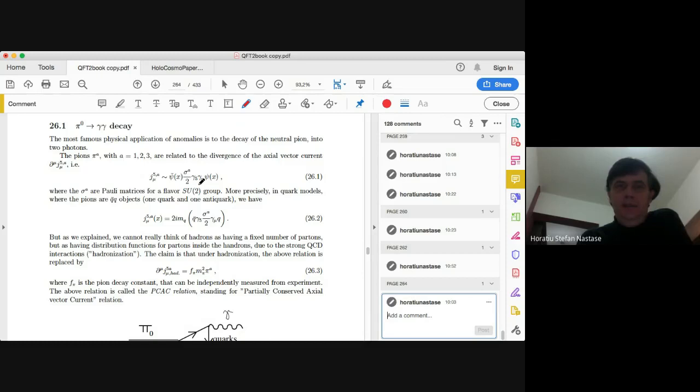So this is the chiral vector current. And we act with its divergence because in this case we get rid of the Lorentz vector and we're left only with the SU(2) vector, which, as we said, is decomposed into pi zero, pi plus and pi minus.